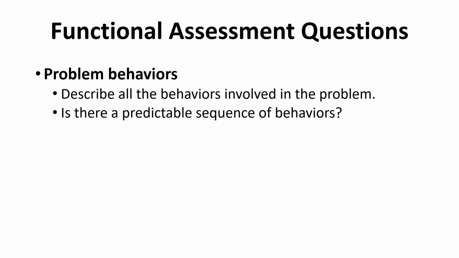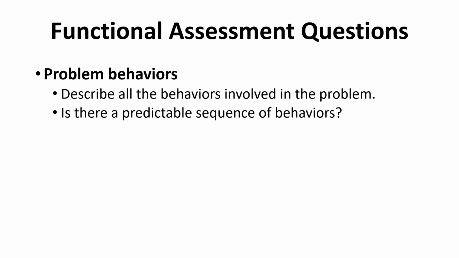First step in our checklist at the very beginning of this chapter was identify the problem behaviors. So we want to describe all the behaviors involved in the problem and figure out maybe there's a predictable sequence of behaviors, which could help us identify some of those antecedents and maybe even some consequences.